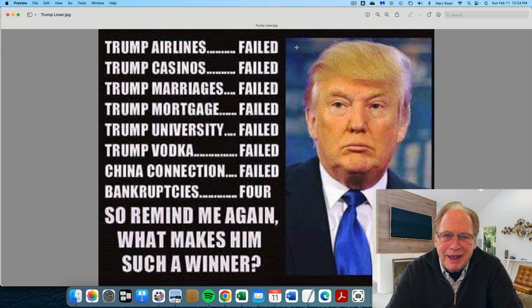Trump Airlines failed. Trump casinos failed. Trump marriages, you know the story, 3 and counting. Trump mortgage company, boom. Trump University, shot. Trump vodka, gone. Trump China connection failed. He tried to build a building in China. His bankruptcies, it says 4 in this image, but actually there's 6 bankruptcies that the man has participated in. And actually, what was the result of those bankruptcies? Well, he said that he's a genius because he's never personally been bankrupt. Well, the reason he's never been personally bankrupt is because he always stuck the little guy.